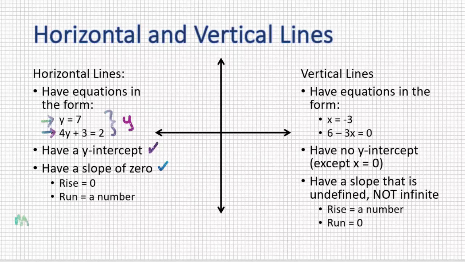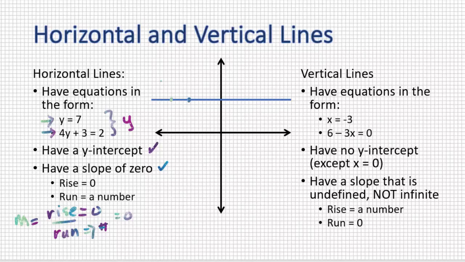Remember that slope, m, is rise over run. Now, if you've got a horizontal line, there's no rise. To go from any point on the line to any other point on the line, the y value doesn't change. So rise has a value of 0. It doesn't matter what number the run is, 0 divided by any number is still going to be 0.